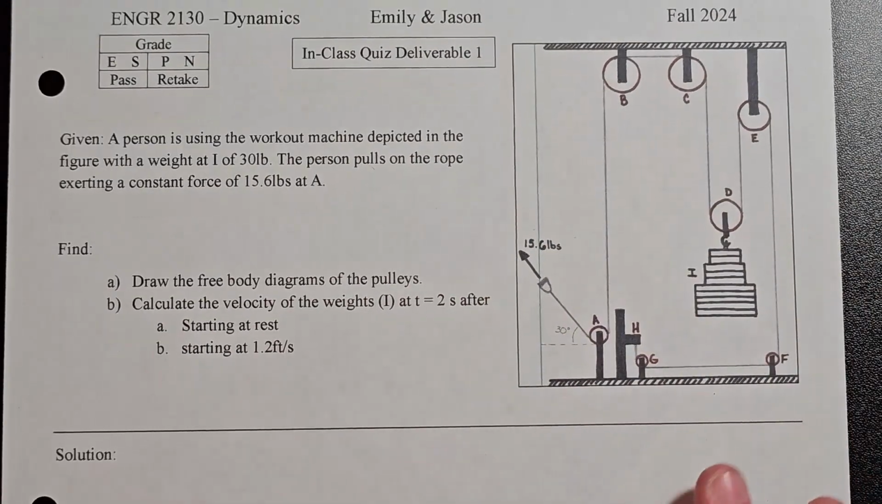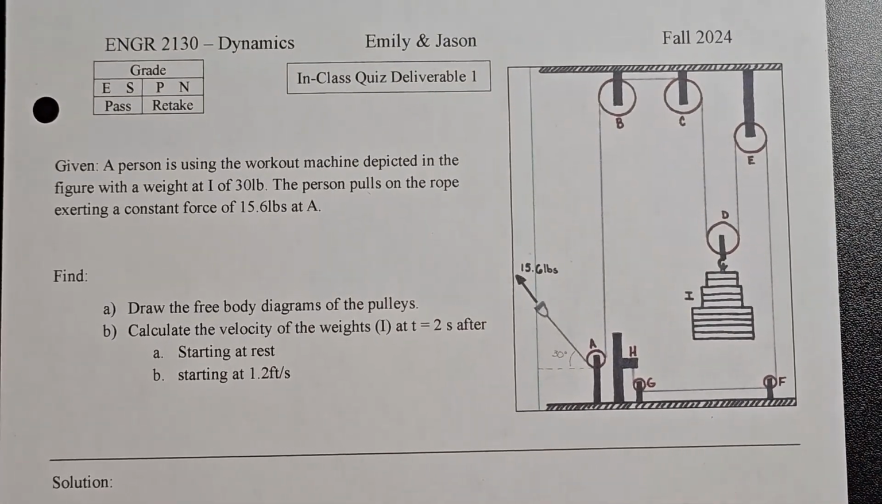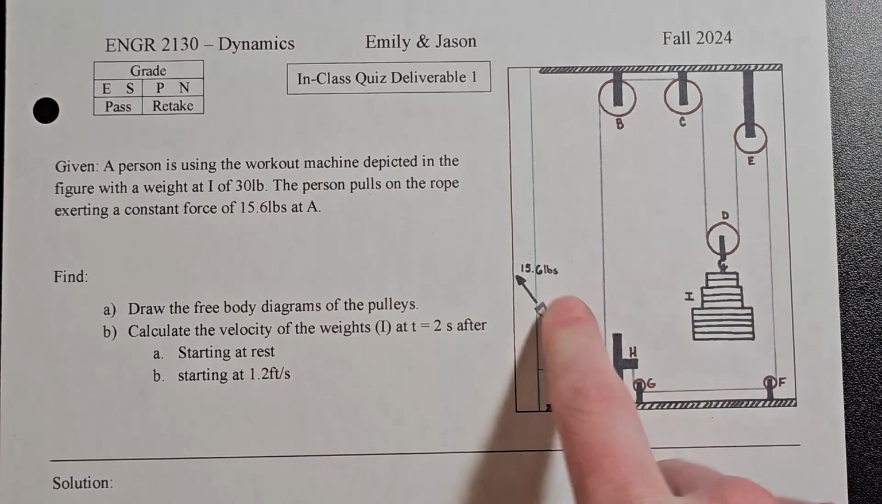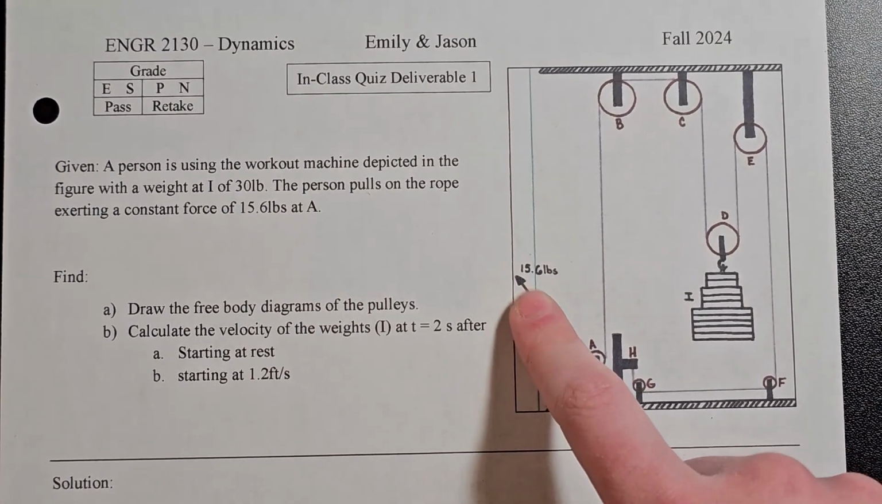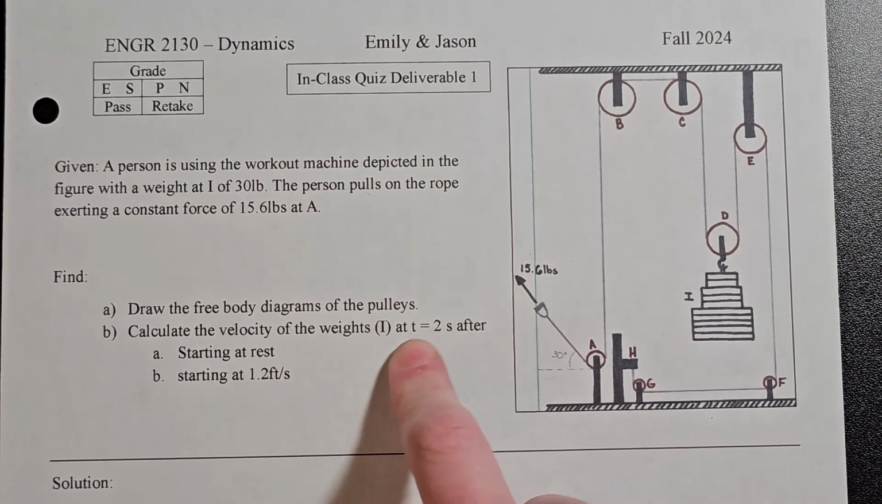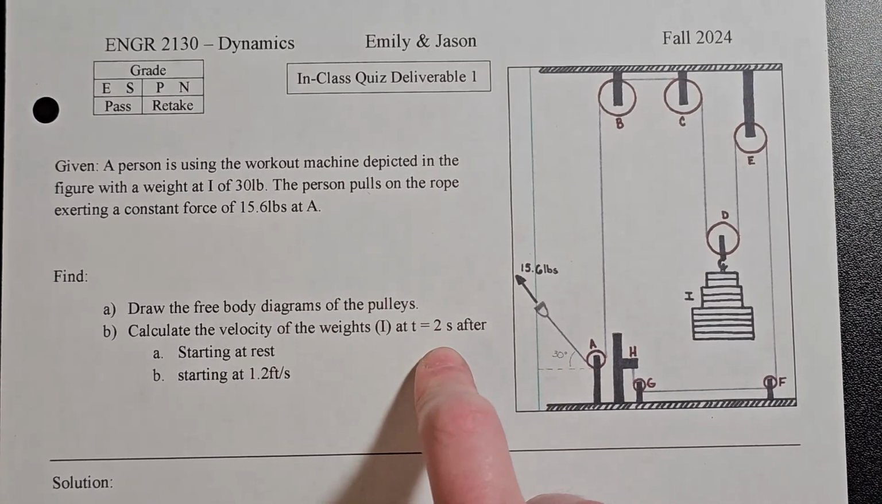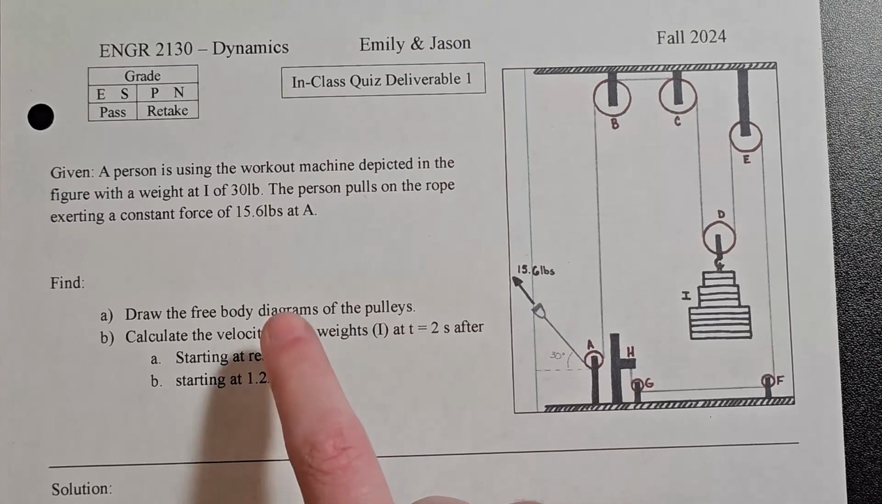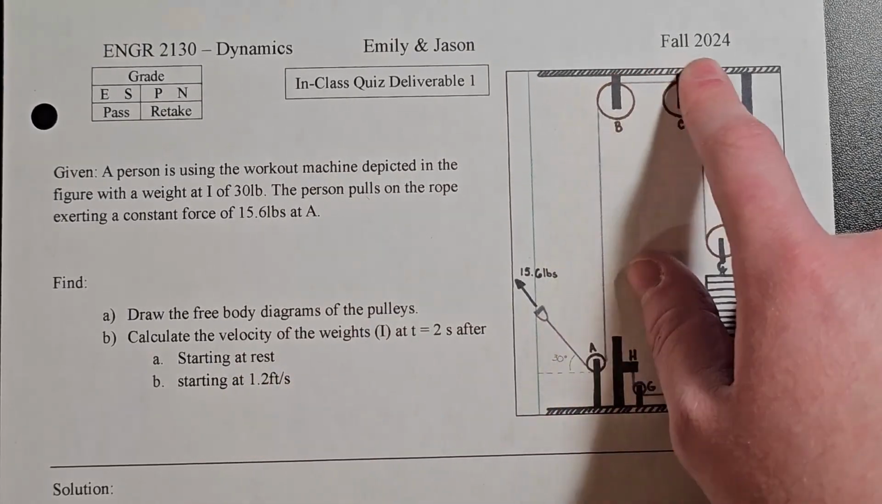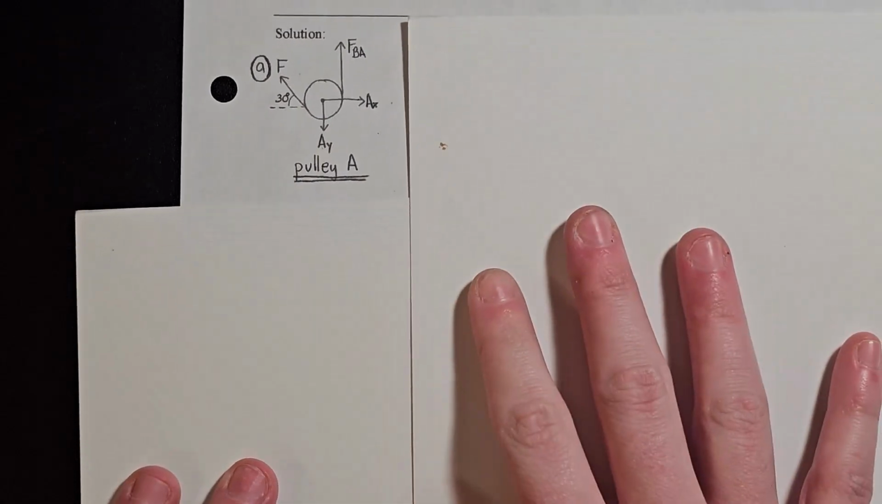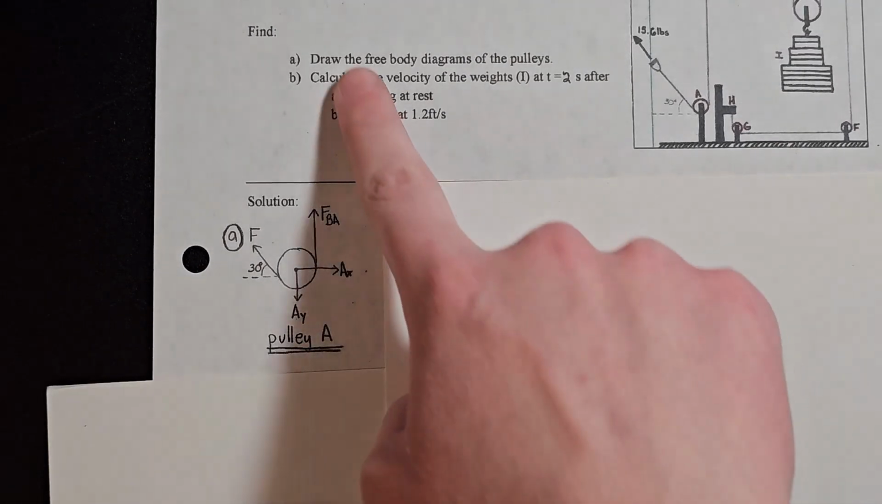So now, to recap, the important information is that I is equal to 30 pounds. The 15.6 pounds is a constant force at A. The time that we're looking at, final time, is 2 seconds. And our initial starting velocities are 0 and 1.2 feet per second. And again, this is one rope throughout the entire system. So let's start going over the free body diagrams.